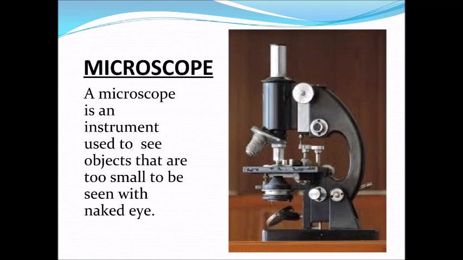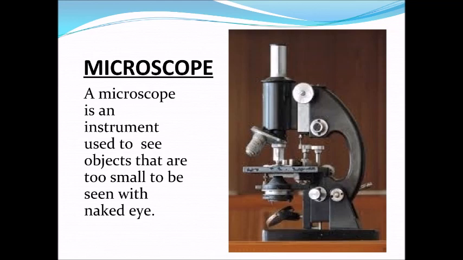Now, if we say that cells are the smallest unit of all living things, that means that they are too small that we cannot see them with our naked eye, okay? Can you see the cells of your skin or the cells of your hair? No, it is not possible.